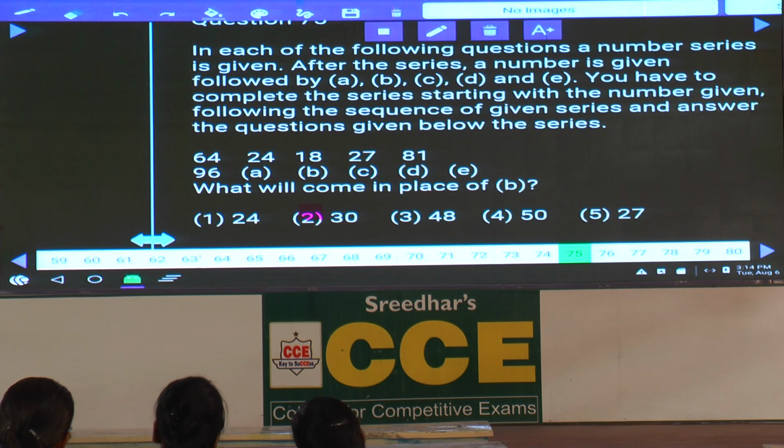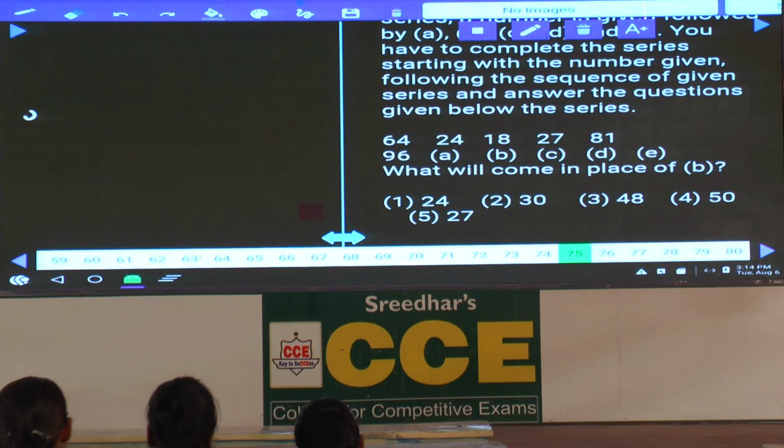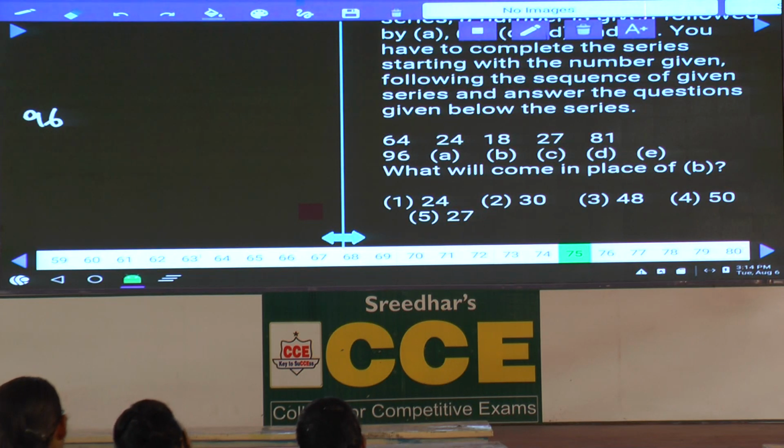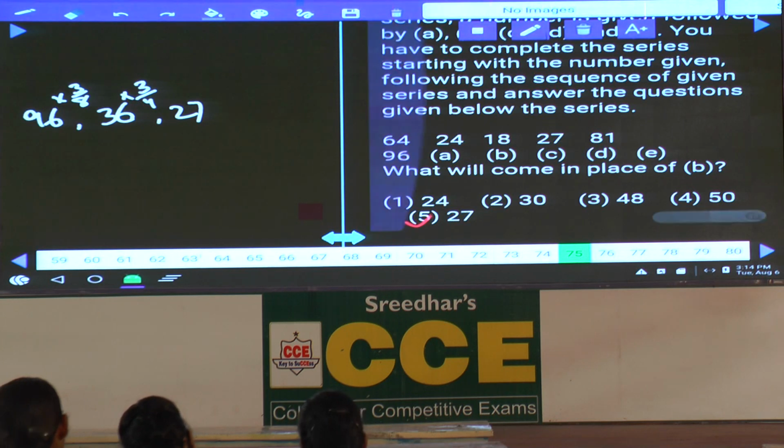Similarly, now we need to start with this 96. 96 should be multiplied with 3 by 8. 96 into 3 by 8, then what is the number we have? 96 divided by 8 is 12, 12 into 3, 36. Next one, 36 into 3 by 4. Now 9 into 3, 27. Now the question is about B. B, 27, is the answer choice.